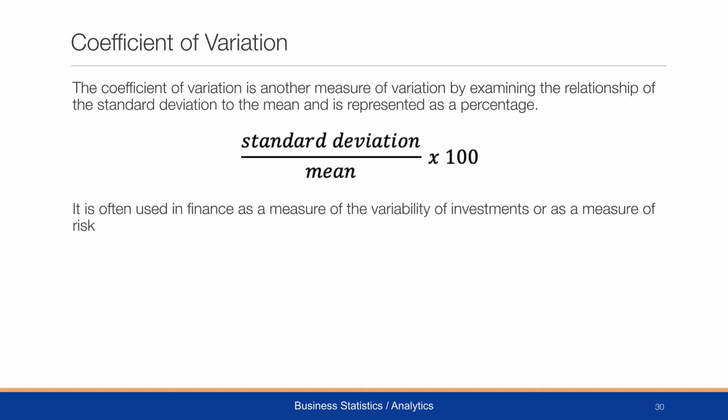We have another concept called the coefficient of variation, and it's another measure of variation by examining the relationship of the standard deviation to the mean, and it's represented as a percentage. We take the standard deviation, divide it by the mean, and multiply it by 100. This is often used as a measure of variability of investments or as a measure of risk.